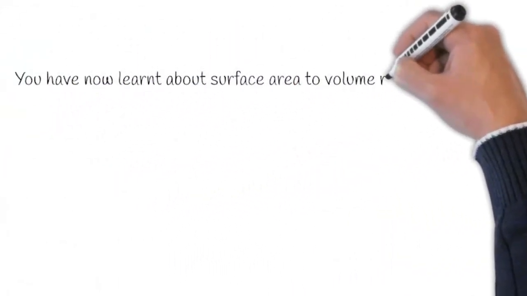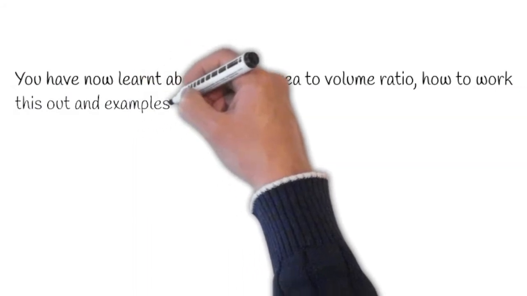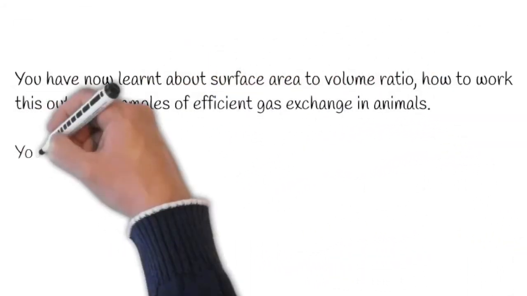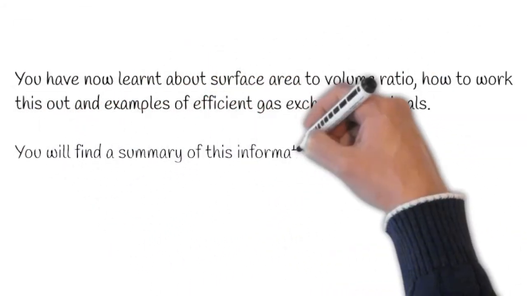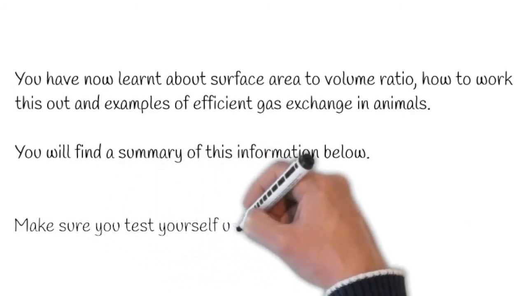You have now learnt about surface area to volume ratio, how to work this out, and examples of efficient gas exchange in animals. You will find a summary of this information below.